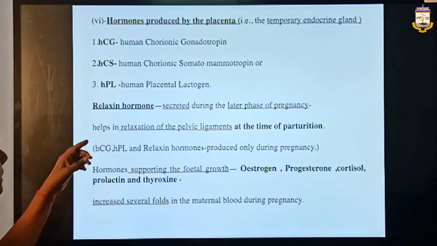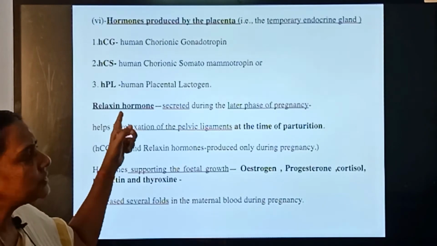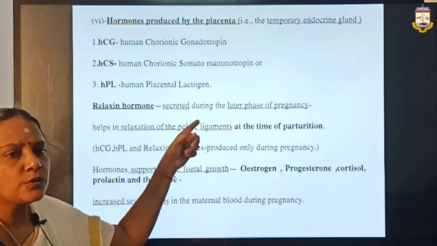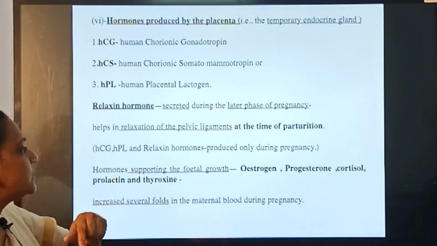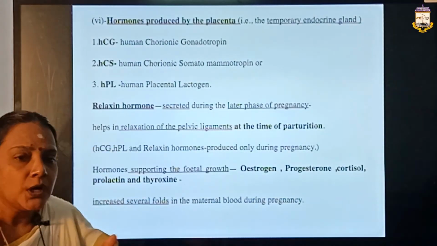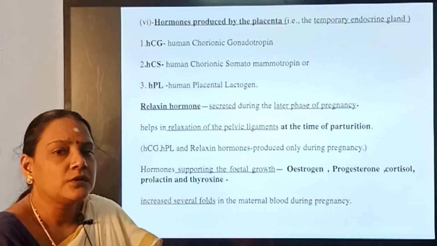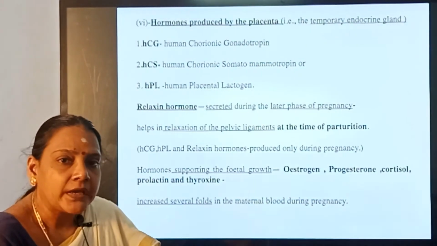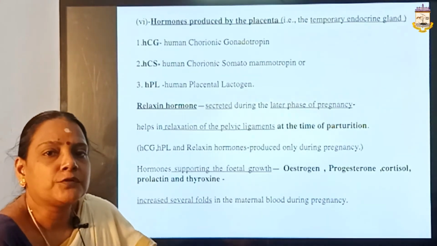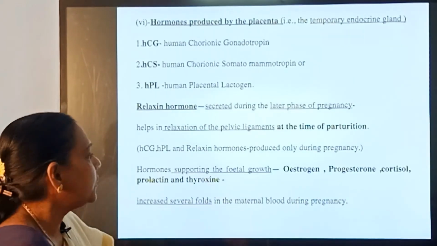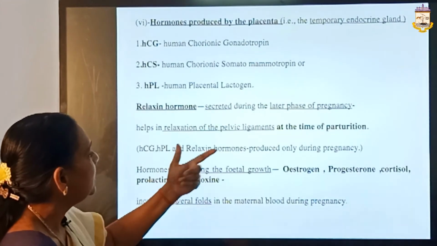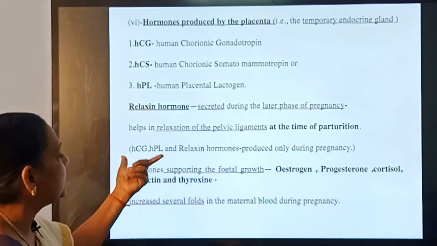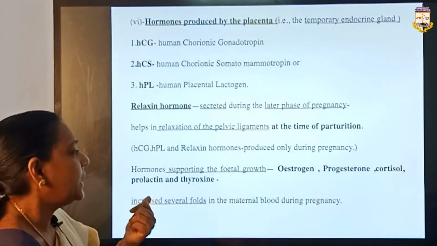Apart from that, there is another one, the relaxing hormone. This relaxing hormone is produced during the later phase of pregnancy, mainly to relax the pelvic muscles at the time of parturition, aiding the outcome of the baby. It has to come out, isn't it? For that, it relaxes the pelvic ligaments, associating with the HCG and HPL.